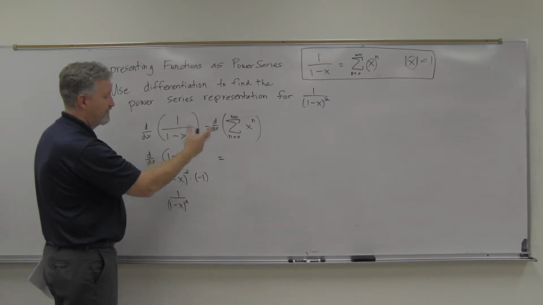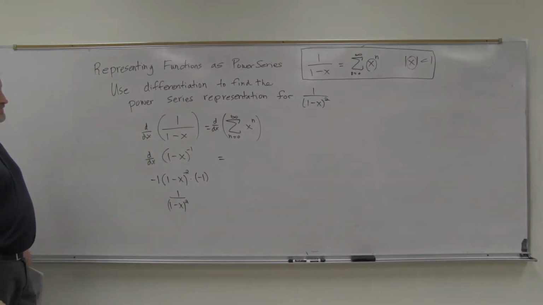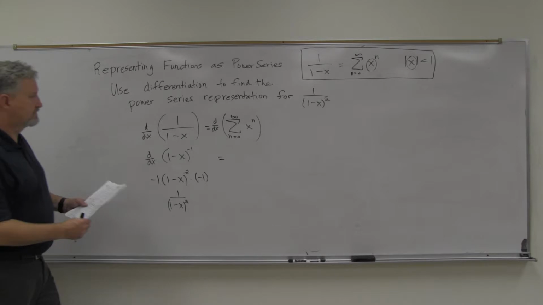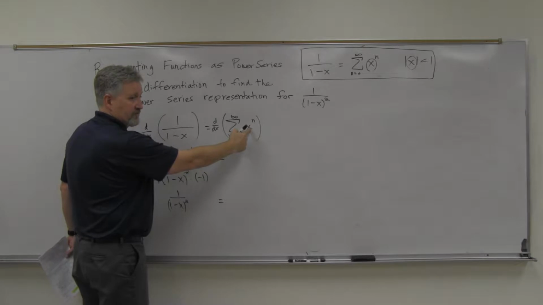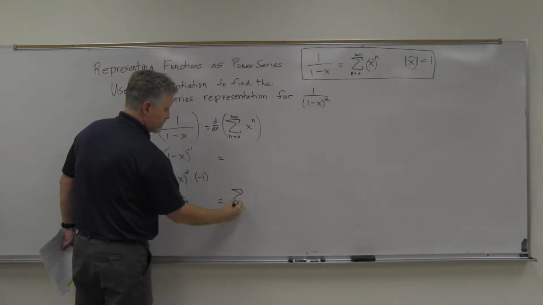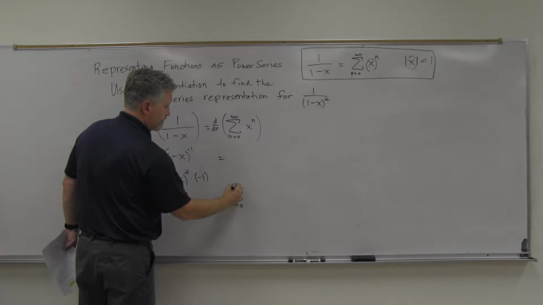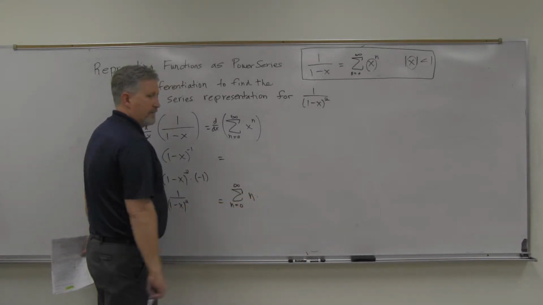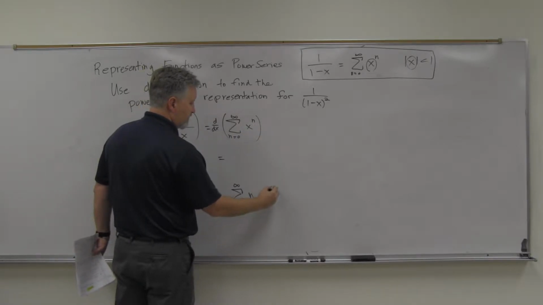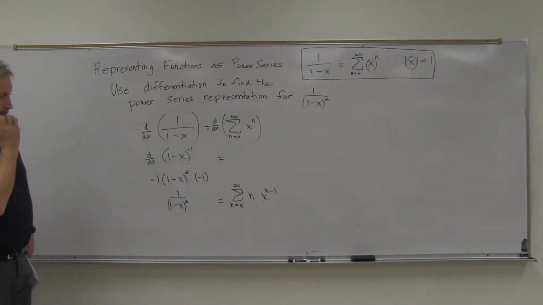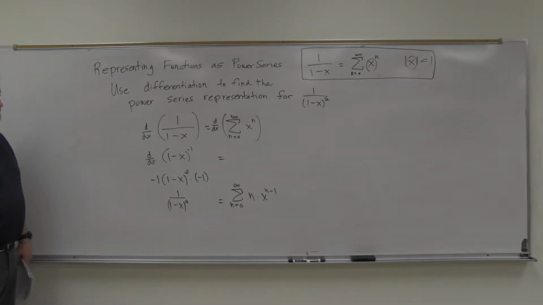What do we have on this side? Well, actually, this side is fairly nice. We can cut it all the way down to this, because that's just the power rule, isn't it? Bring down the power, multiply it by the new power, which would be n minus 1. So there's a good representation.